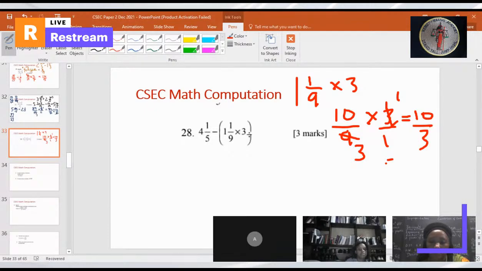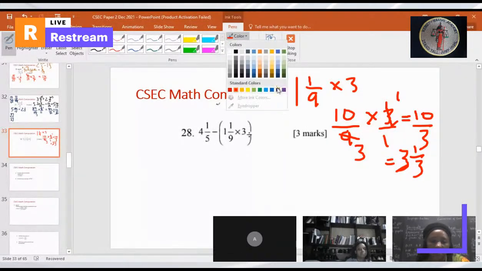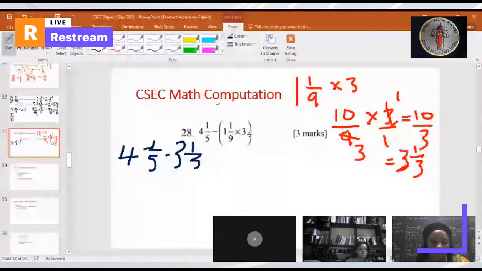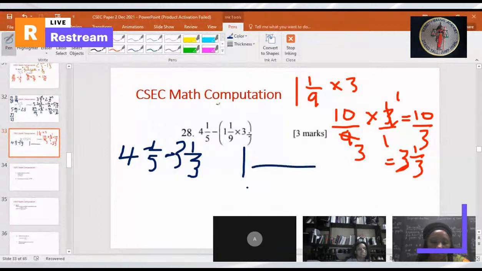So now we're going to subtract 3 and 1 over 3 from 4 and 1 over 5. So 4 and 1/5 minus 3 and 1/3. Subtracting the wholes, 4 minus 3 is 1. Then we subtract the fractions: 1 over 5 minus 1 over 3.